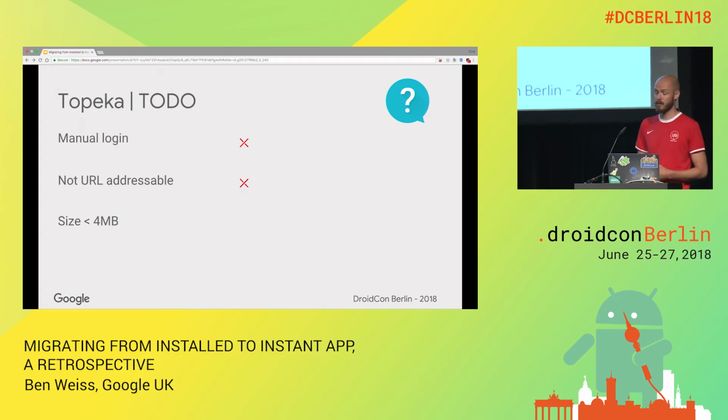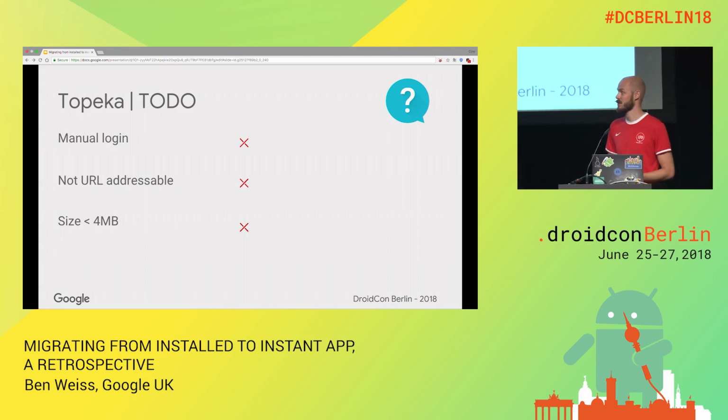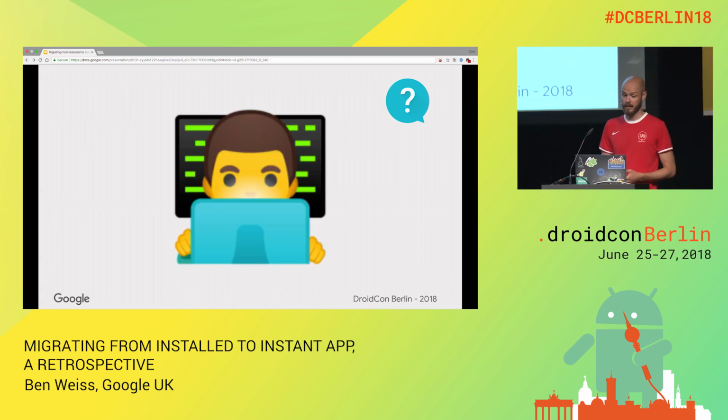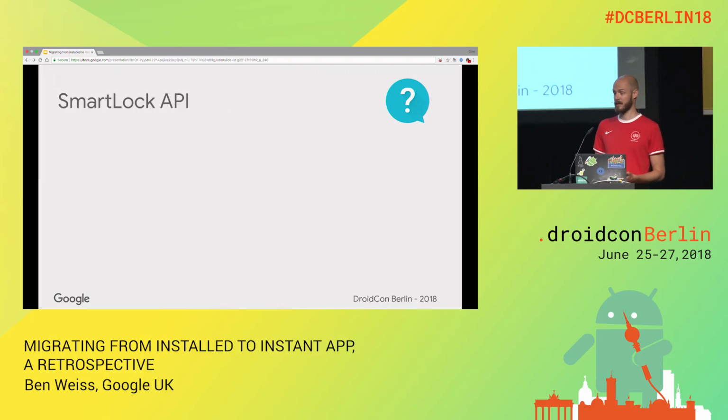Also, the size was more than 4 megabytes, so that was not cool. Didn't work, at least for productions. Then I got cracking, I started working, and I just looked at what do I have to do, and started diving in. Firstly, I looked at the Smart Lock API, which is the preferred way of logging your users in.